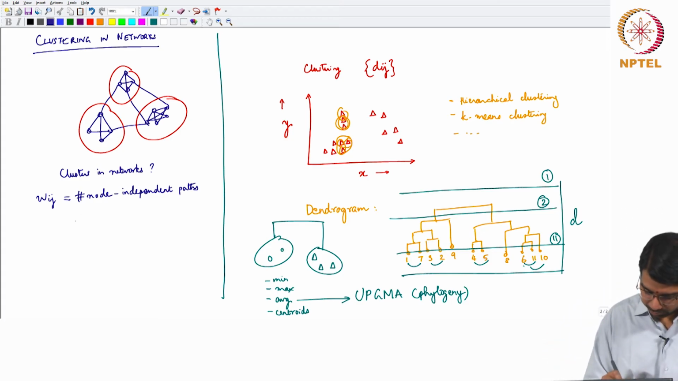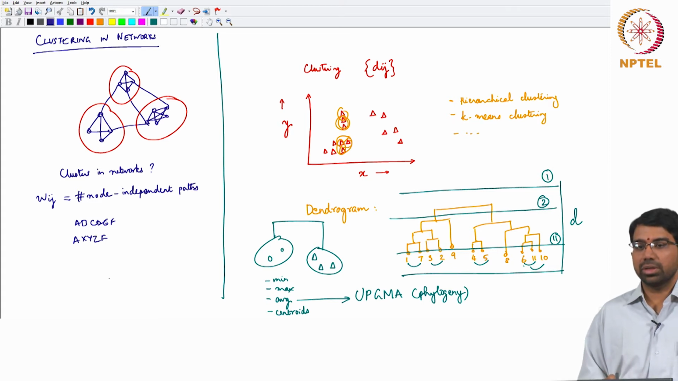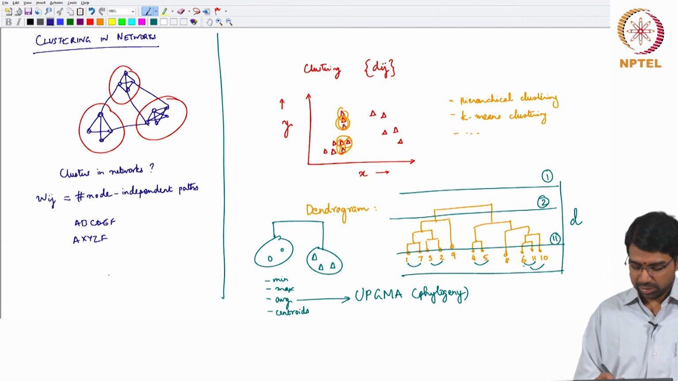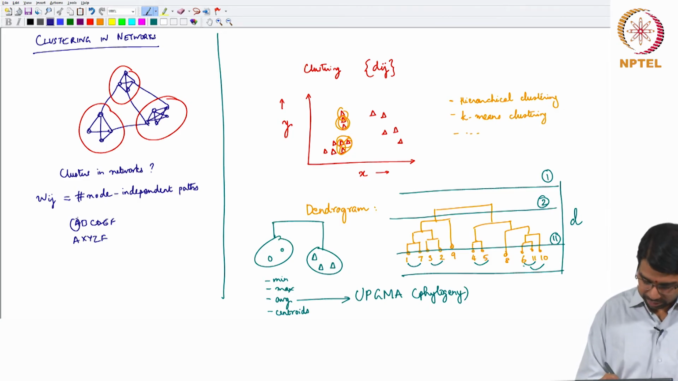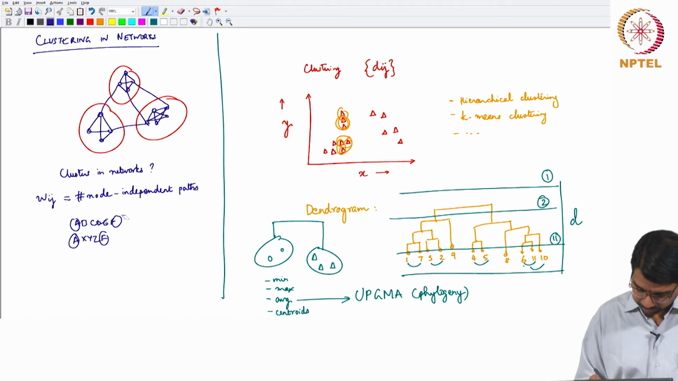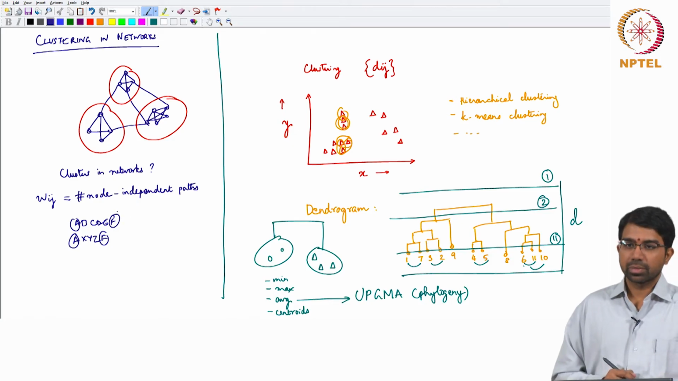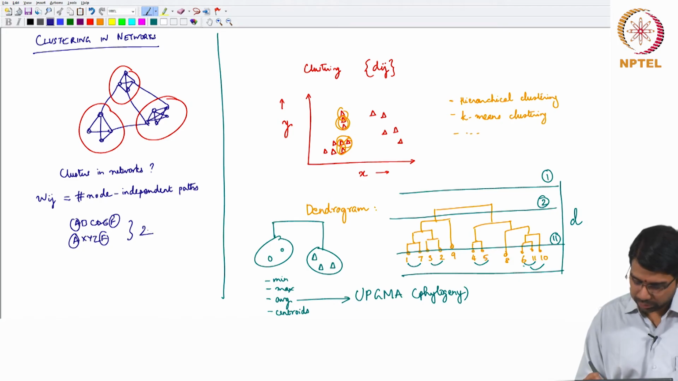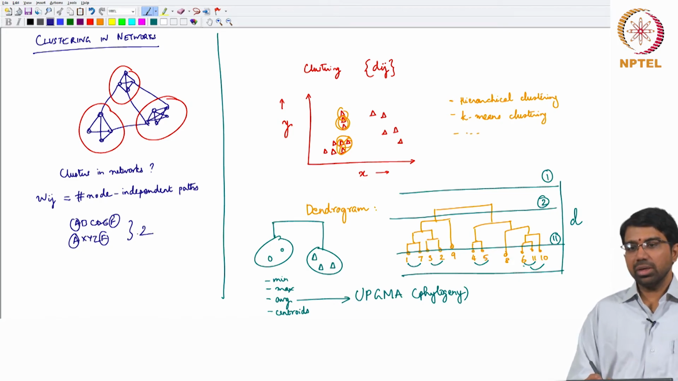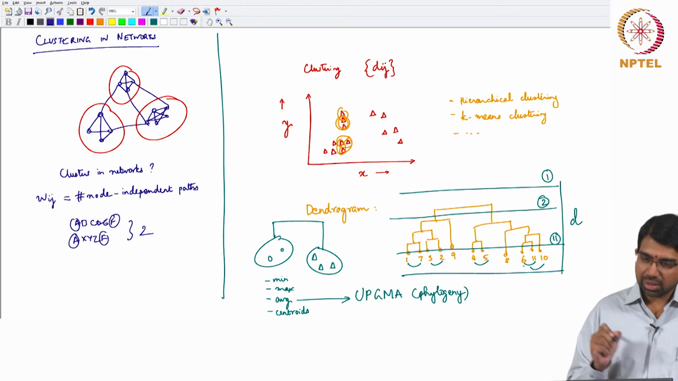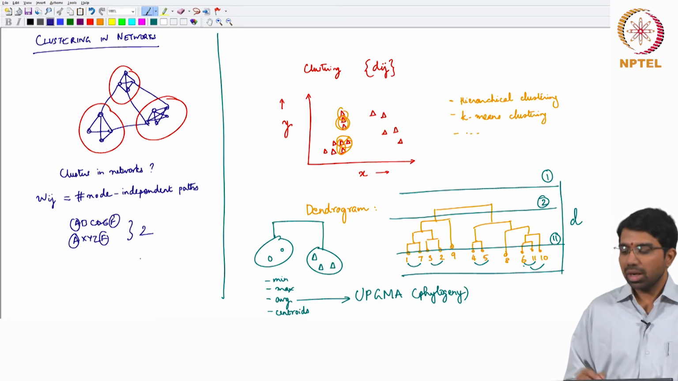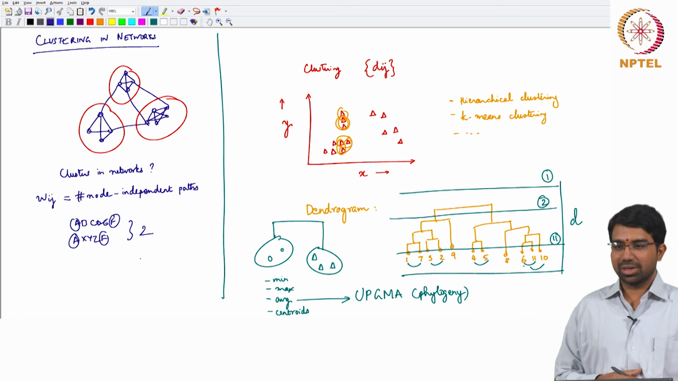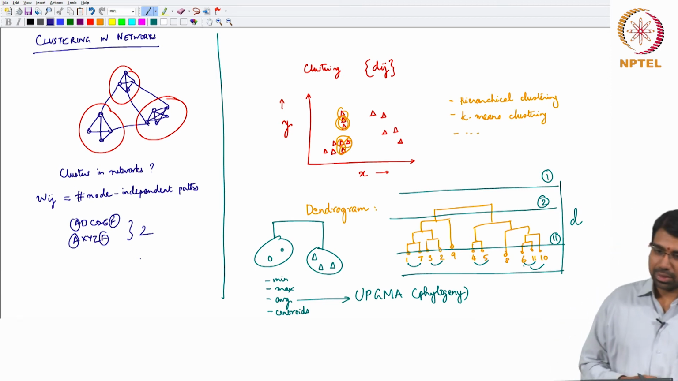So, if you have A, B, C, D, E, F and A, X, Y, Z, F, these are node independent paths. There is no similarity between these 2 paths except the terminus. So, now you will say that this pair of nodes is connected by 2 paths. You use these as weights to create a matrix and then you apply the regular clustering business.